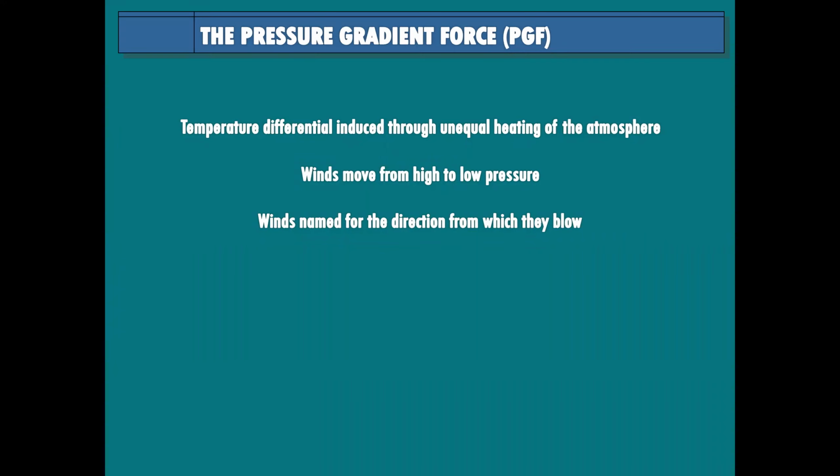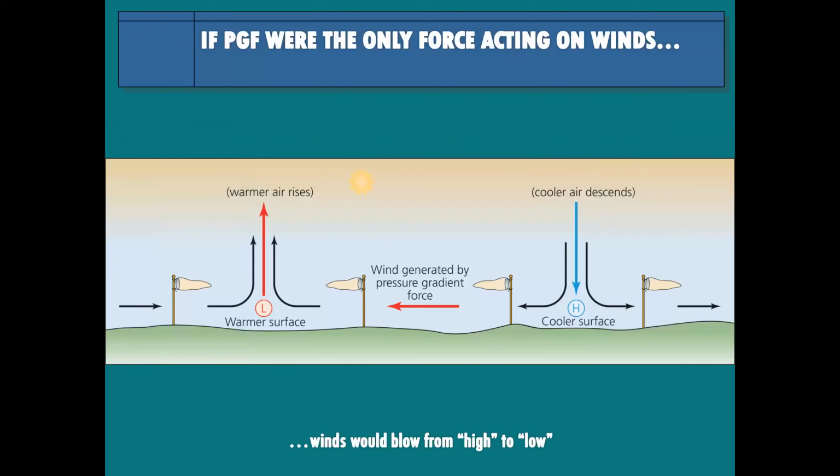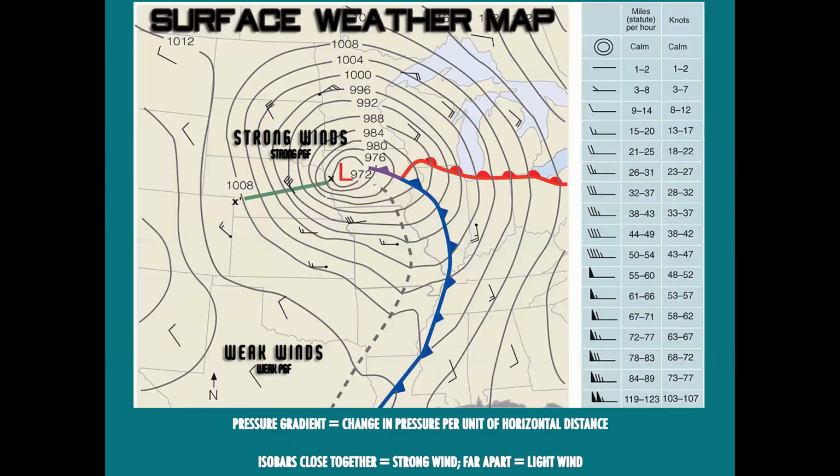This has a lot to do with the fact that the Earth is made up of different surfaces: water, land, bright surfaces, dark surfaces, and that leads to a very unequal heating of the atmosphere. Winds tend to move from high pressure to low pressure, and winds are named for the direction from which they blow. So, for example, if the pressure gradient force were the only force acting on wind, air would simply go from high to low. Clearly, that's not the case.